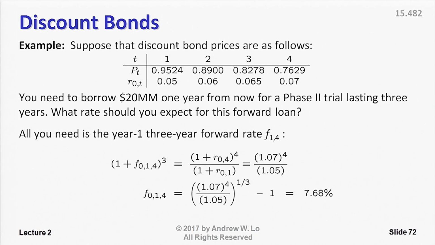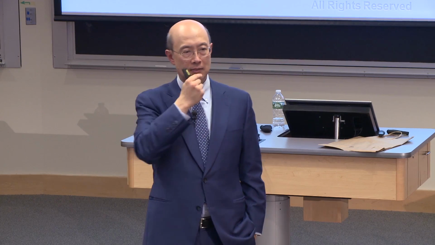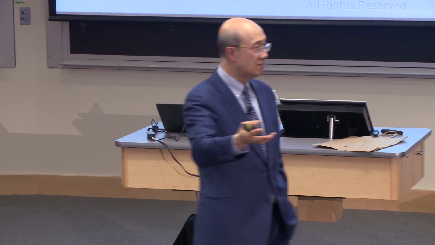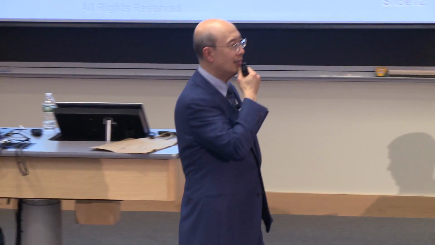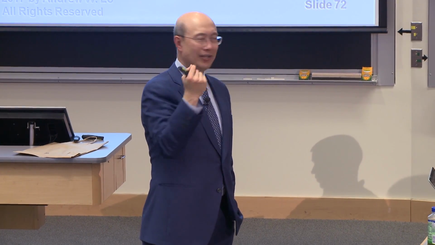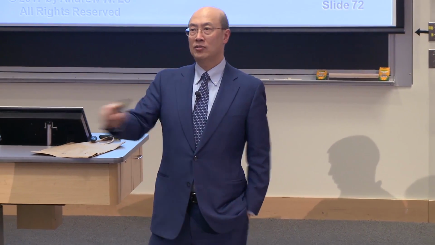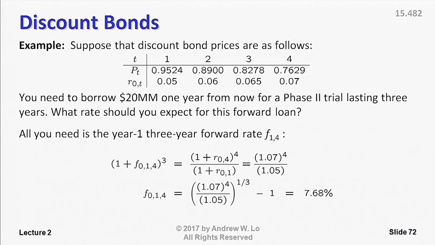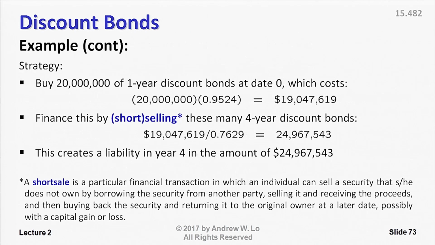And it turns out that the answer is 7.68%. That's what we would have to pay for a $20 million 3-year loan that we take out next year. And if you like that rate, you can have it. How? How can you lock that rate in? Well, it turns out with this particular term structure of interest rates and access to these bonds, you can do that. And let me tell you how.